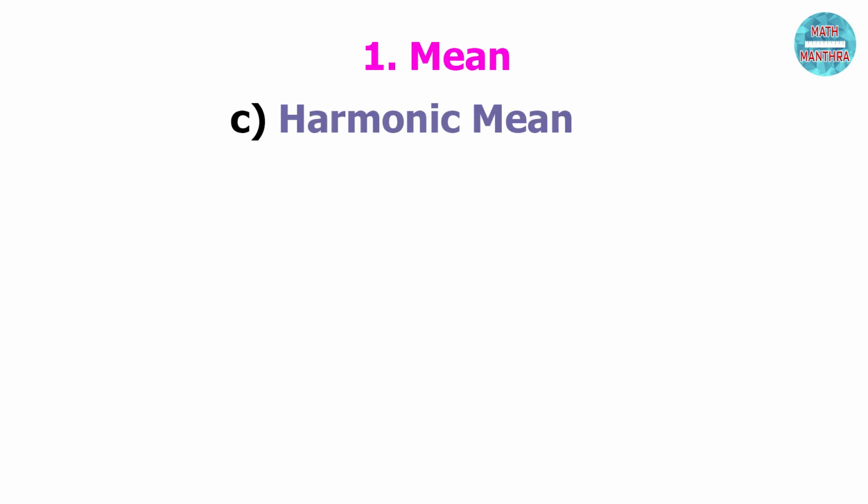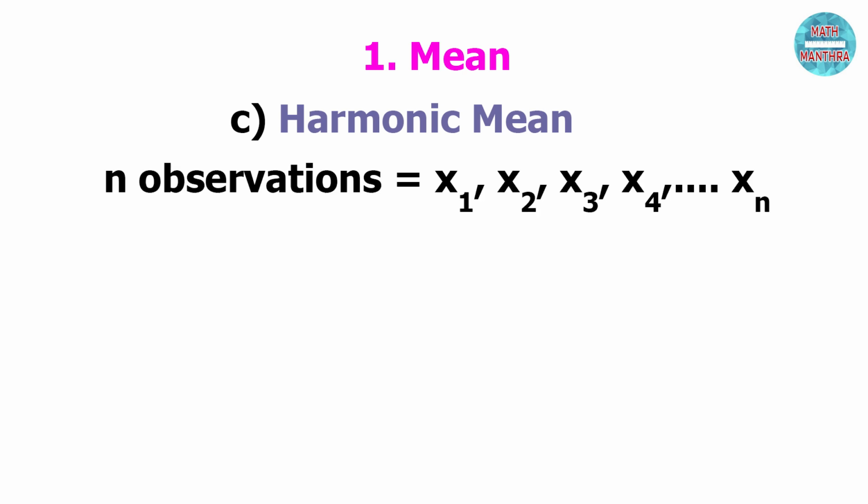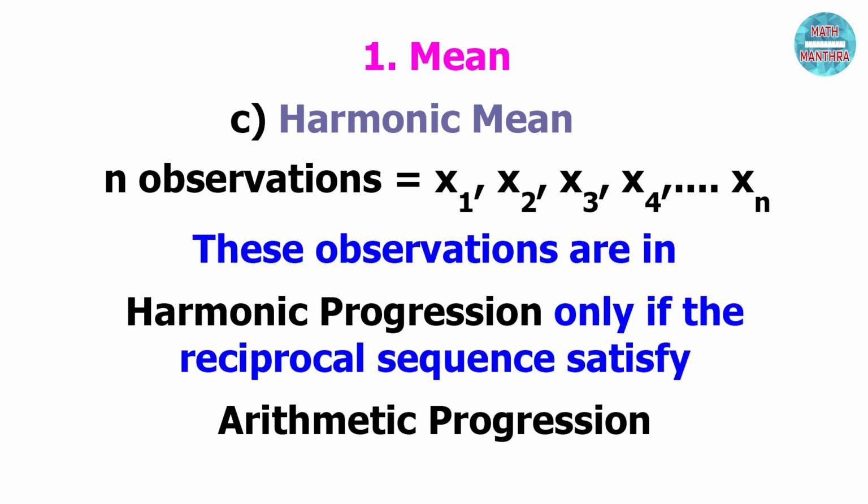Now let us consider the next mean, which is the harmonic mean. Before going to the formula, let me explain what a harmonic progression is. When we consider n observations x1, x2, etc., xn, we say that these observations are in harmonic progression only if their reciprocal sequence satisfies an arithmetic progression. I have already explained what an arithmetic progression is. So this is how we define a progression to be in harmonic form.